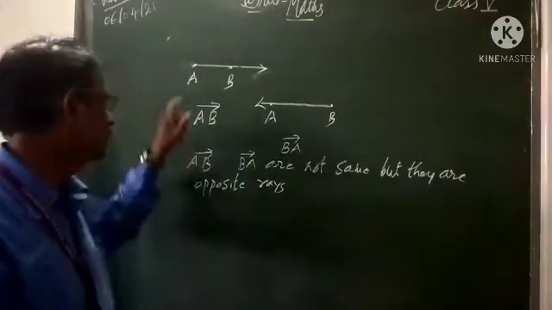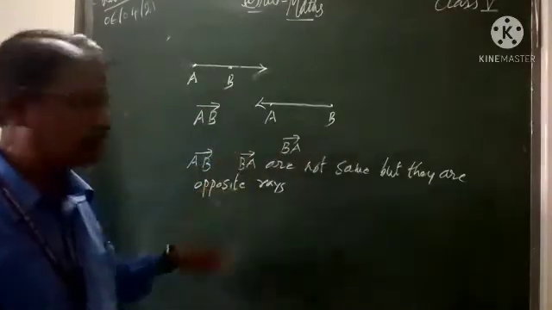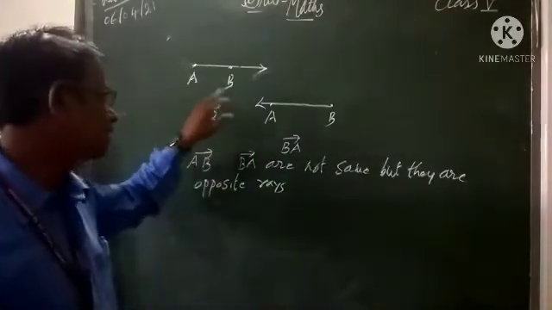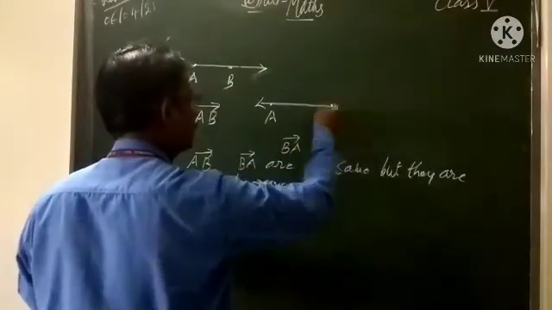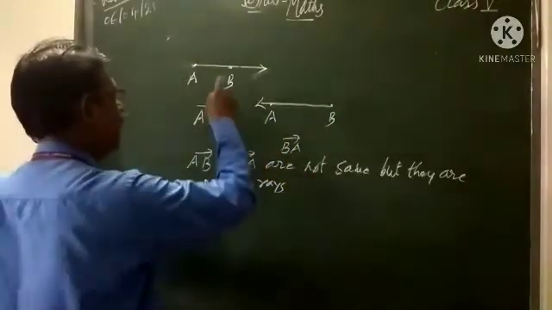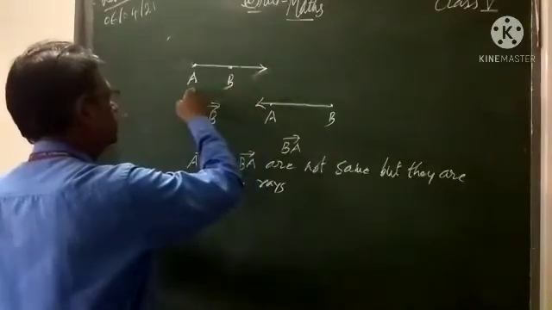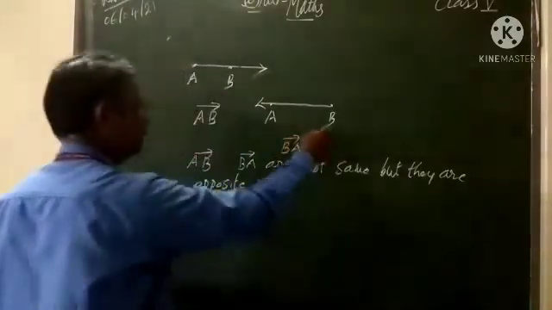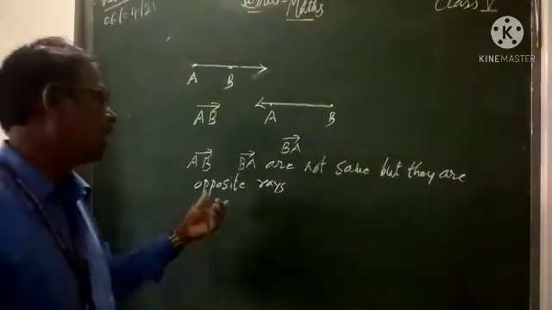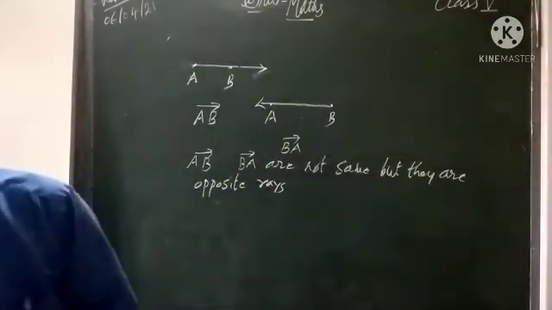Keep in mind, if you are thinking ray AB and ray BA are the same, that is wrong. Why? The reason I have given. Ray AB is going on the right side and ray BA is coming on the left side. And another difference: the starting point of ray AB is A and the starting point of ray BA is B. So that's why they are called opposite rays. Understood?